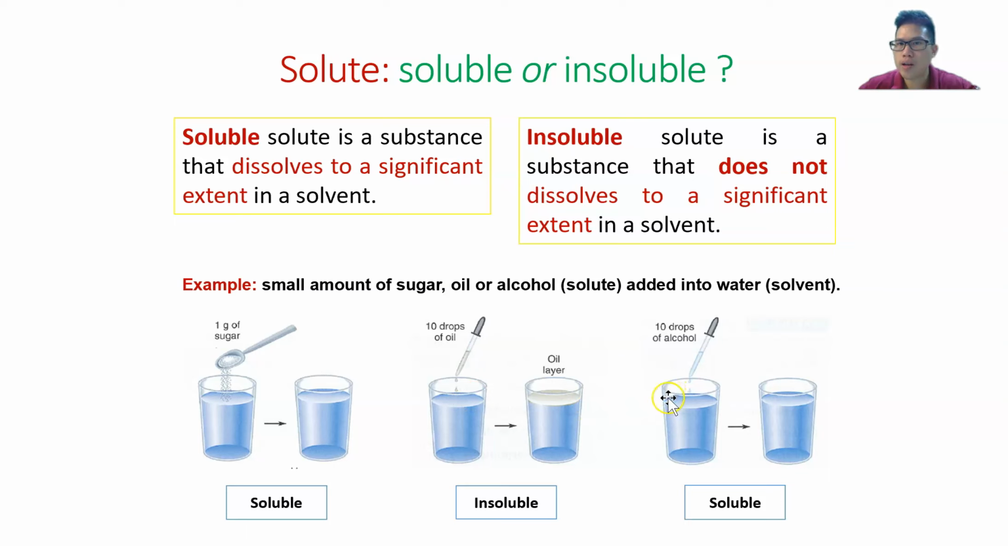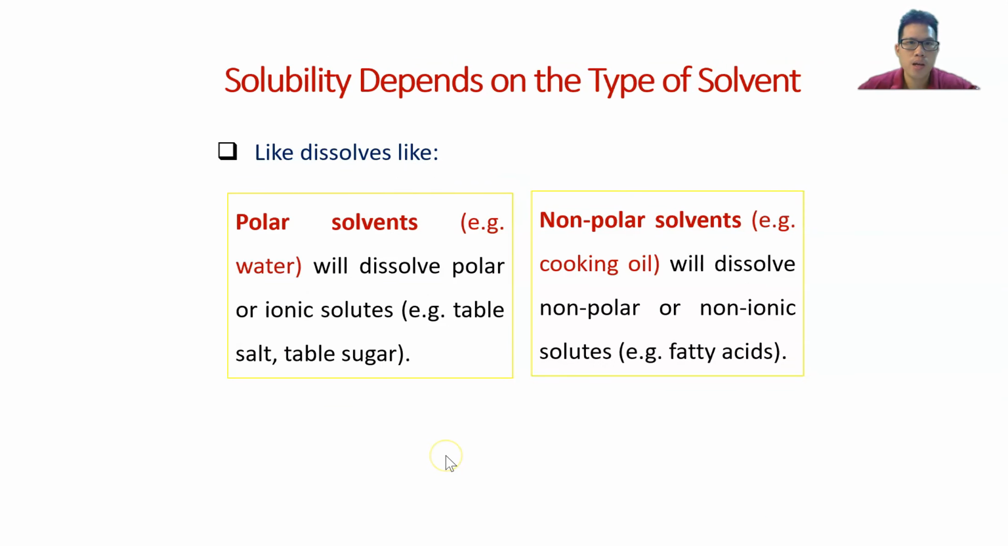Whereas alcohol, for example ethanol, if you add 10 drops of ethanol into water, it can dissolve completely. So what you call is soluble. So the solubility depends on the type of solvent.